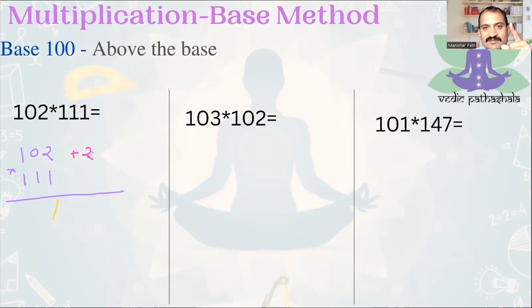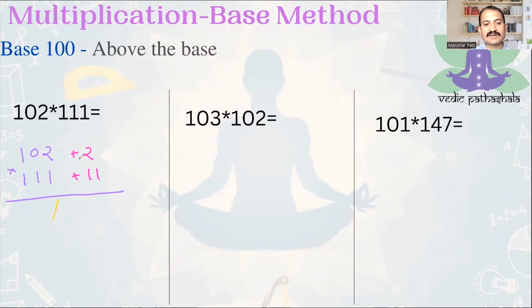Are you getting my point? Plus and minus is very important because 102 is greater than 100. Our base is 100. That's why we have to write plus 2. 111 is deviated from the base 100 by 11, so it is plus 11. So this is the first step.